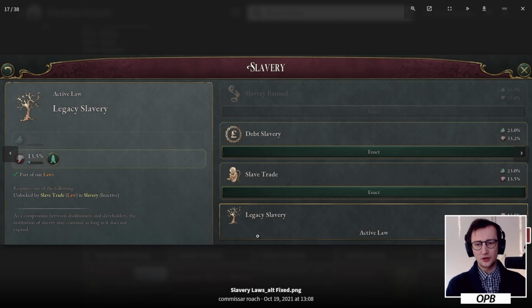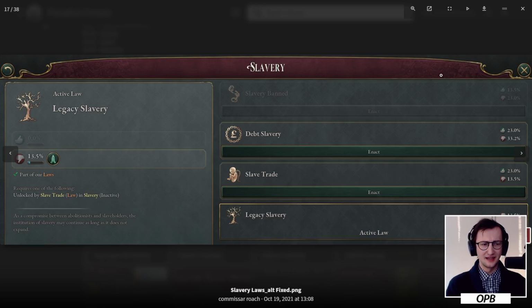You can see right here, we currently have the legacy slavery law. Slave trade is not ours. Debt slavery isn't ours, but we could enact those. There's some pushback against debt slavery. Slave trade, people are generally fans of, it seems. And slavery banned, people also not really fans. You can see the devout are against slavery. Very interesting, of course. There was a lot of religious pushback against slavery, I think, in basically all of the Americas at the time. Very eager to test this out.